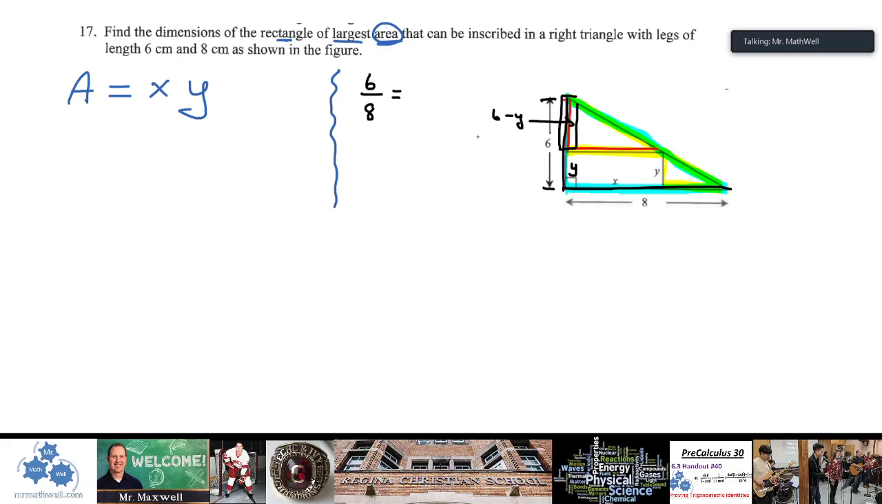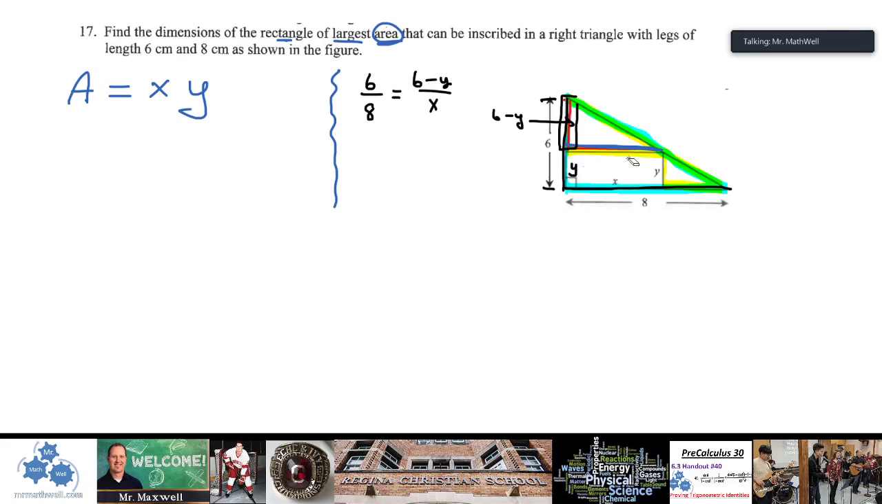So 6 over 8 equals 6 minus y, that's this side, divided by this side. And that is going to be what? X, exactly. That's just x right there. Okay? So that's the similar triangles. And again, you haven't seen anything quite like that yet. I haven't shown you anyways. So that will come up a few times, the similar triangle thing.